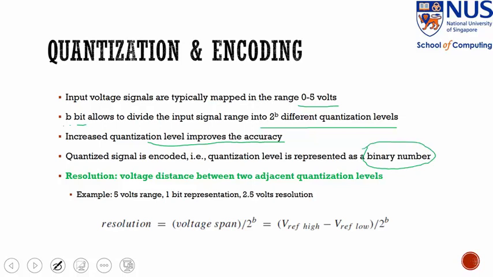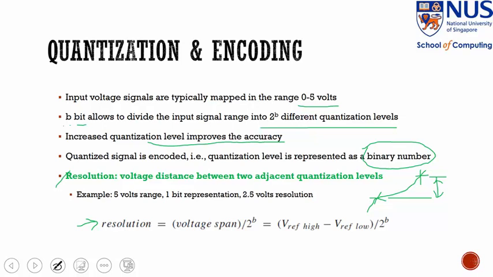So that gives us a very important concept called resolution. And what is resolution? It is the voltage distance between two adjacent quantization levels. Okay, and the formula is given here. And what does that mean? That means if I have an analog signal and I sample at one point here and I sample another point here, what is the voltage difference that will allow me to have two different binary representations between the 2 points here?